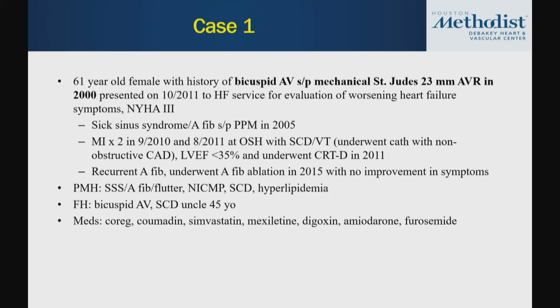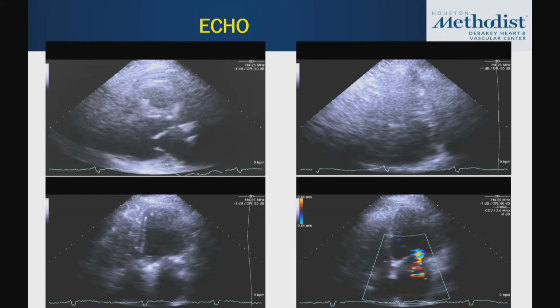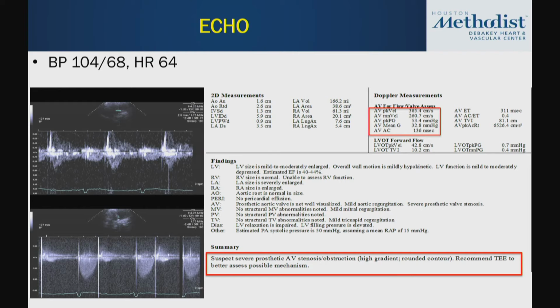Two cases of patients both with a prosthetic mechanical bileaflet aortic valve, both presented with heart failure. Both had high gradient. As you can see, this is the first patient. This is a transthoracic. The Doppler is quite useful. It's a very high gradient with a mean gradient of about 35 and a peak gradient of 54 with a very small valve area.